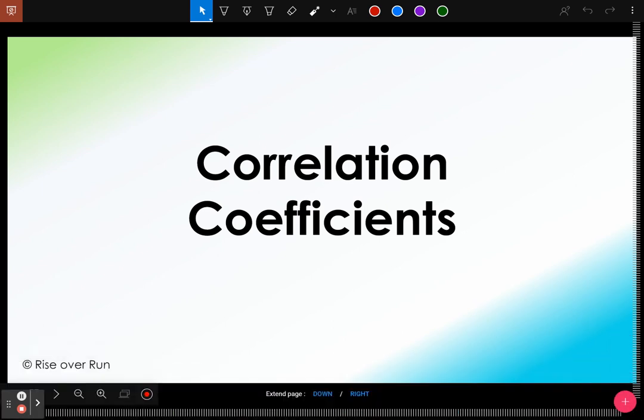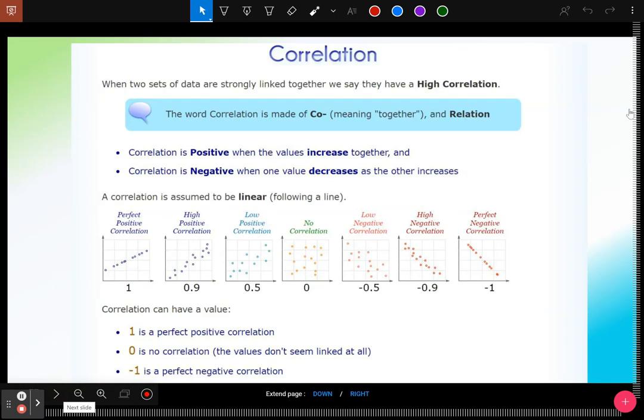We've been talking about correlation all week, and correlation coefficients we talked about yesterday, and I showed you how to get them on your calculator and on Desmos. Today, we're going to talk about what those numbers mean more specifically.